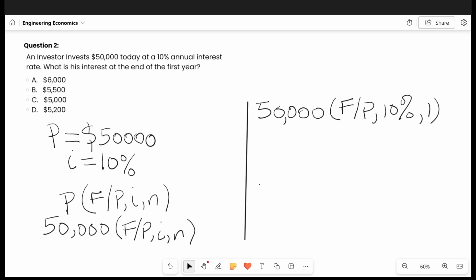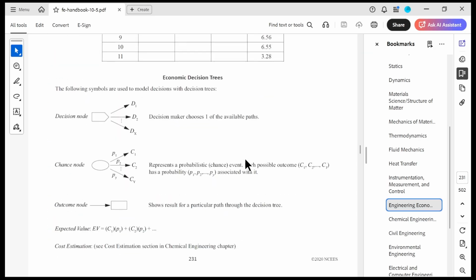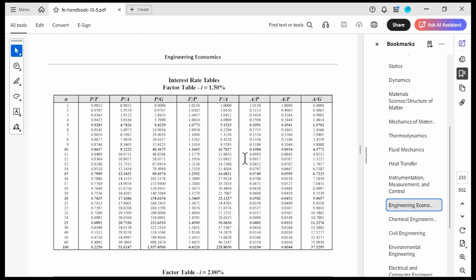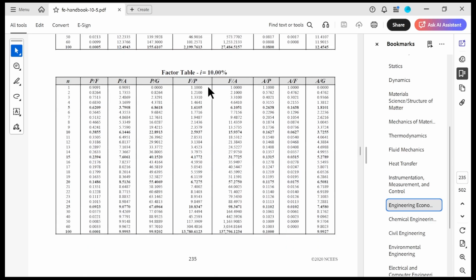So we're going to go over to the manual and scroll down to the interest factor tables. We are looking for an interest rate of 10%. That's it right here. And we are looking for F/P, for 1 year. So that factor is 1.1.